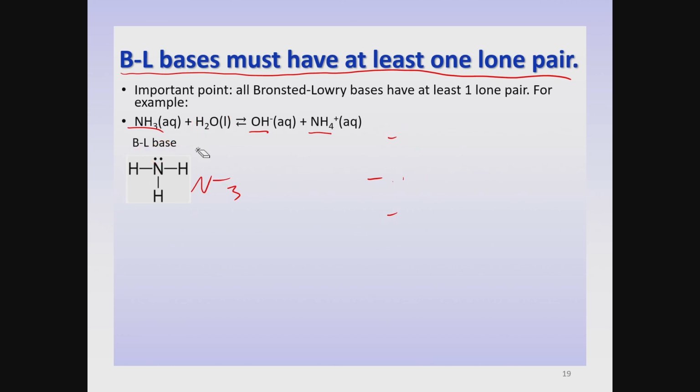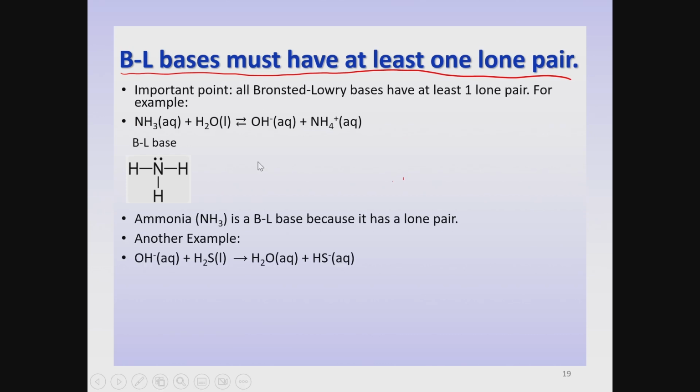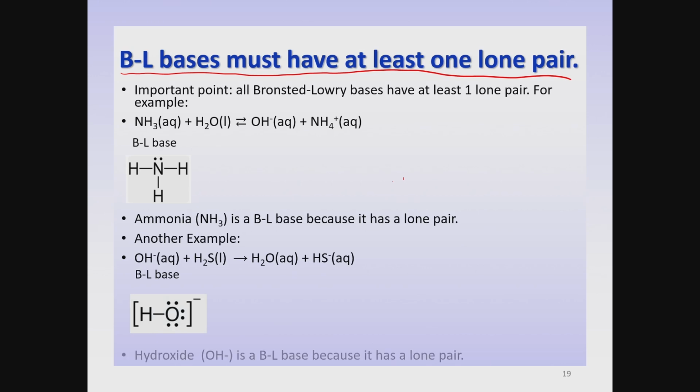Okay, so another example of this, we have another reaction here, which is this one. We have a reaction of the hydroxide ion with hydrosulfuric acid, and it reacts to form water and the hydrogen sulfide ion. Hydroxide is a Bronsted-Lowry base, so you might expect that it must have lone pairs, and it does. You can see there's not just one lone pair on hydroxide, there are three. And so all Bronsted-Lowry bases must have some kind of lone pair.